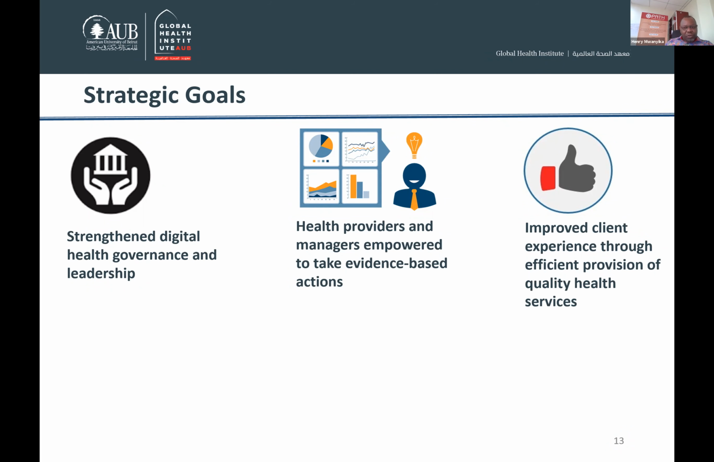As I said before, it was all about improving client experience. So one of the goals of this digital strategy was to improve client experience through efficient provision of quality healthcare. We won't be successful if client experience is not improved. And we improve that by making sure there's efficient provision of quality health service, not just health service, but improving its quality.